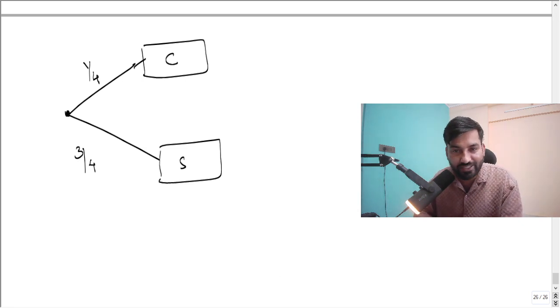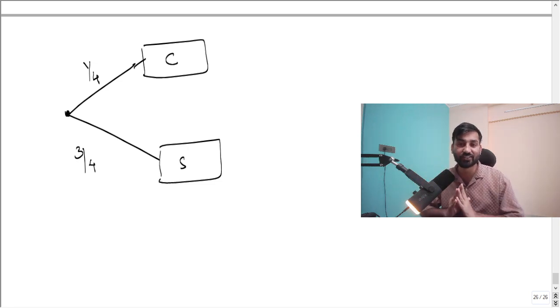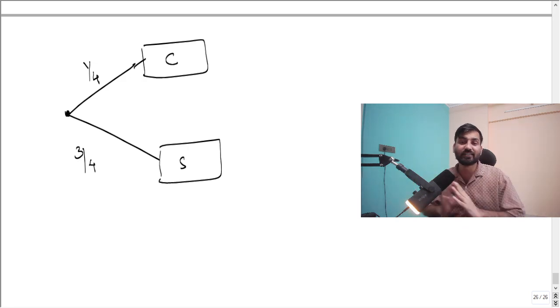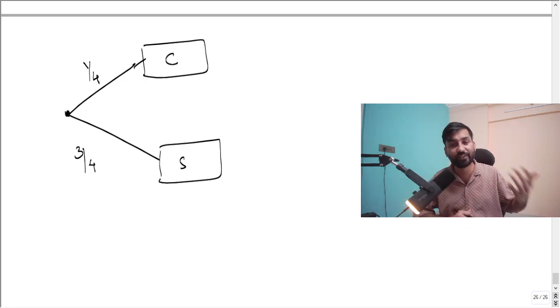3 by 4 means what? 75%. 75% converted into fraction. This is also again one aptitude. The fractional equivalent of 75% is going to be 3 by 4. 25%, that is 1 by 4.